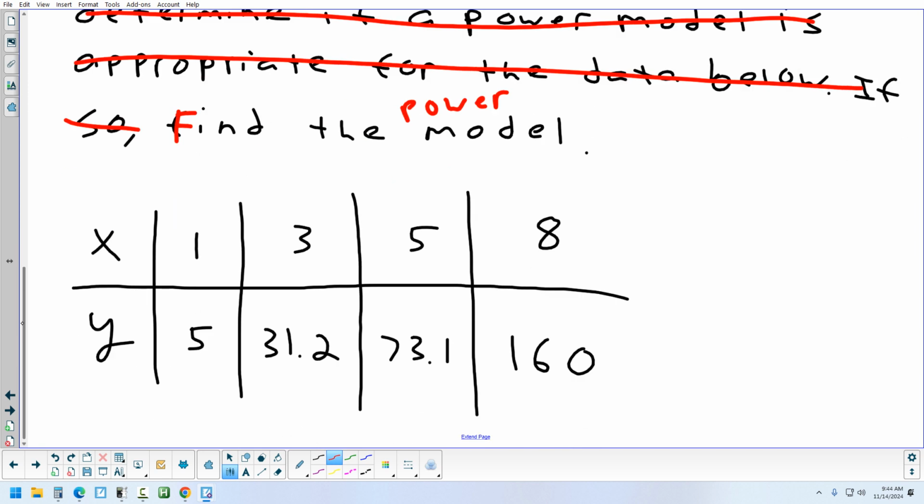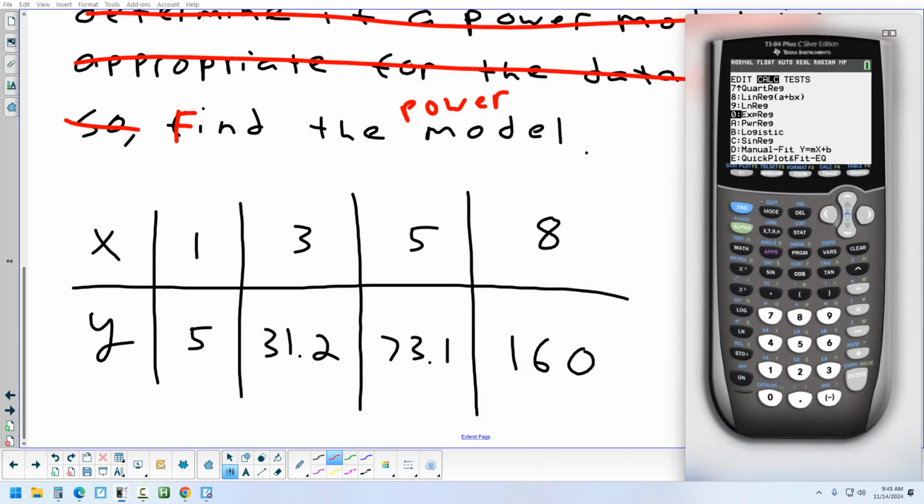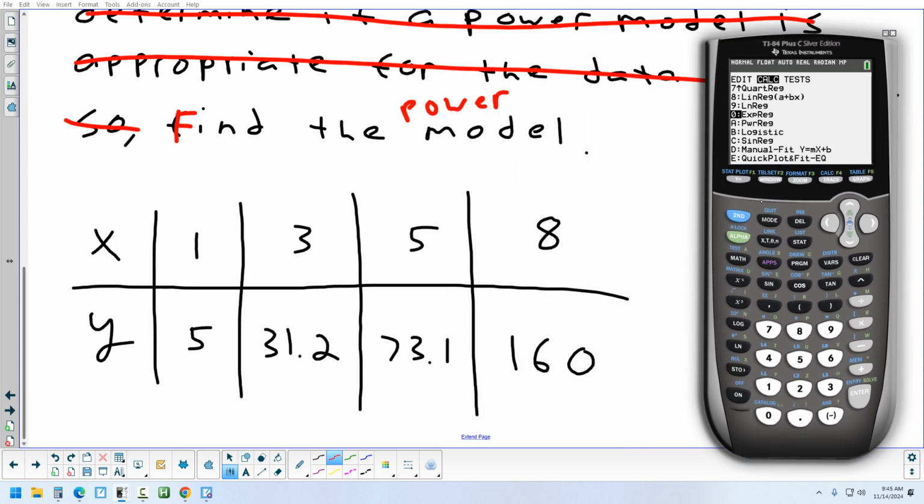All right, so here's your data. Well, the first thing you have to do to be able to find a power model is you have to type all of that data in. Basically, they're giving us 4 coordinates. To type that data in, if you're on the main screen, you're going to press Stat. And the first option you should see is under Edit, option 1. We're going to press Edit.